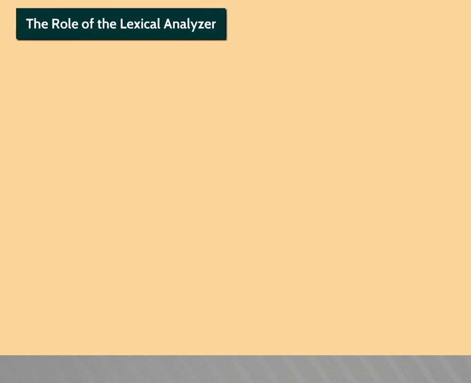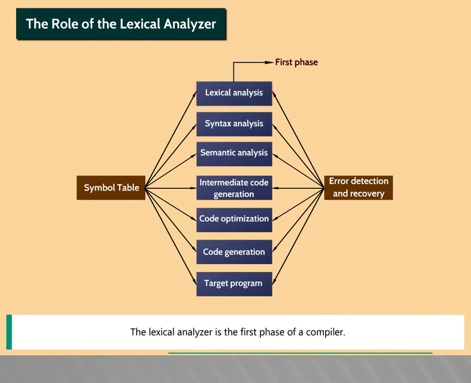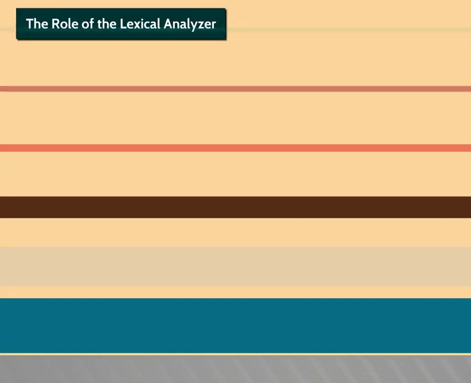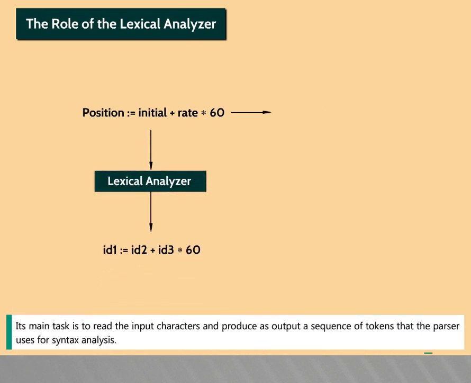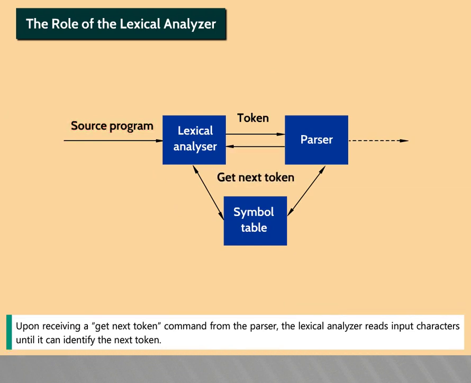The role of the lexical analyzer. The lexical analyzer is the first phase of a compiler. Its main task is to read the input characters and produce as output a sequence of tokens that the parser uses for syntax analysis. Upon receiving a getNextToken command from the parser, the lexical analyzer reads input characters until it can identify the next token.